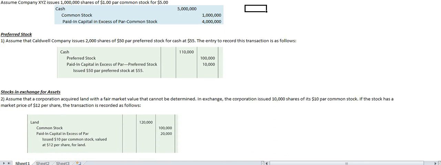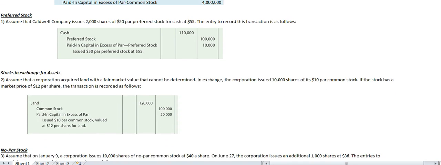So let's take a look at another scenario. When you see these, they pretty much come from the PowerPoint slide, and you could go back and look at them yourselves.